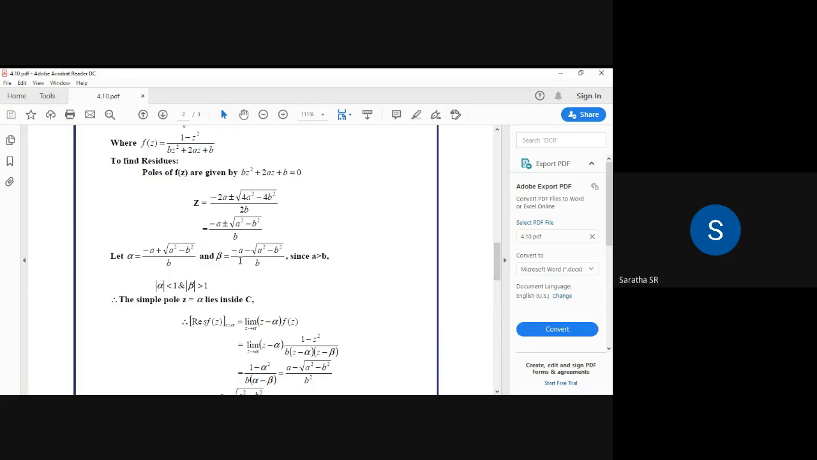So now we are taking this value as a whole, because you may get confused, as it is the lengthiest term: minus a plus or minus root of a square minus b square, divided by b. Like the last problem, where we had only a numerical term, we take whatever is given like this.